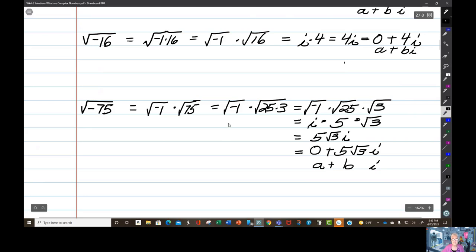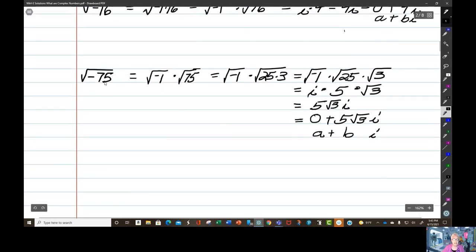Now here's a more complicated version. The square root of negative 75 is the square root of negative 1 times the square root of 75. That's going to be the square root of negative 1 times the square root of 25 times 3. And you break down the square root of 25 times 3 to the square root of 25 times the square root of 3. So what the square root of negative 75 becomes is the square root of negative 1 times the square root of 25 times the square root of 3.